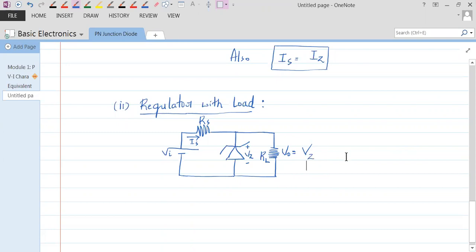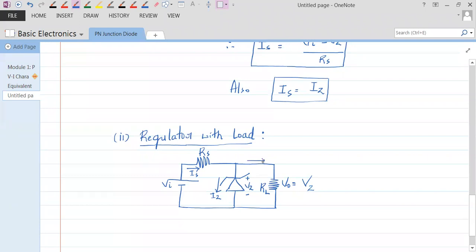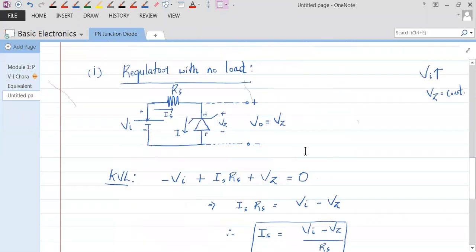So this needs to be Vz. Fine. Now, how would these two equations look? Let's see. Here again Iz would be flowing, but here you'll have the current IL flowing, because there is a path for current flow. Understand that? Which was not the case when there was no load.